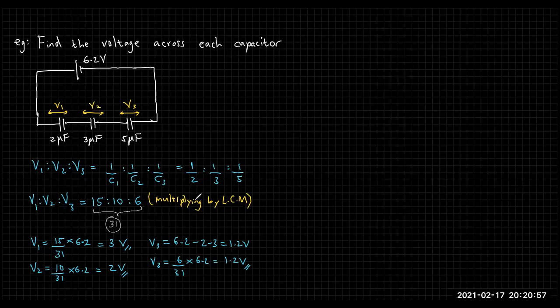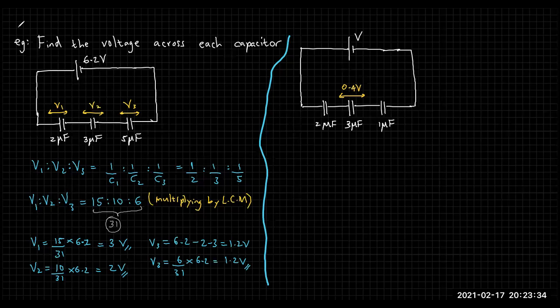All right. Now let's approach a different question. Same concept, but a different approach. Let's say they have given you a system like this, where a battery is connected to 3 capacitors, and the capacitances are 2, 3, 1 microfarads respectively, and the potential drop across the 3 microfarad capacitor is 0.4 volt. If so, what is the voltage of the battery? That is the question.